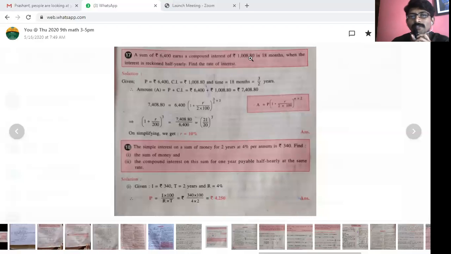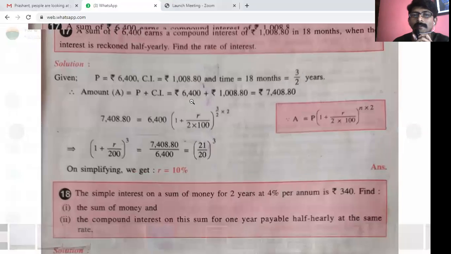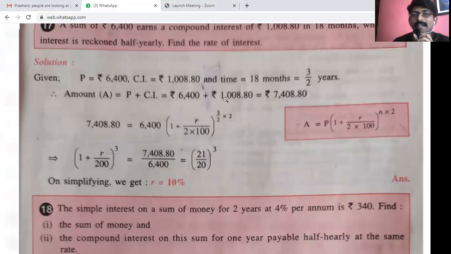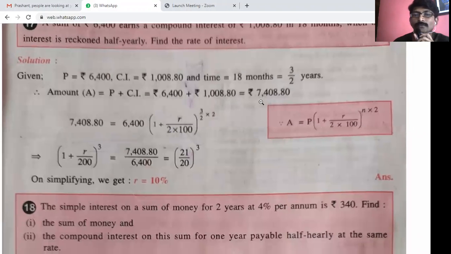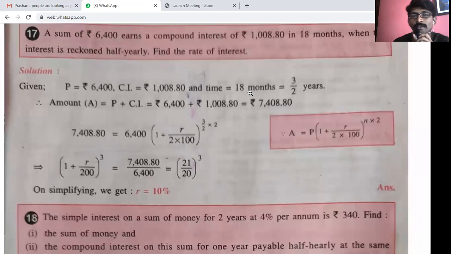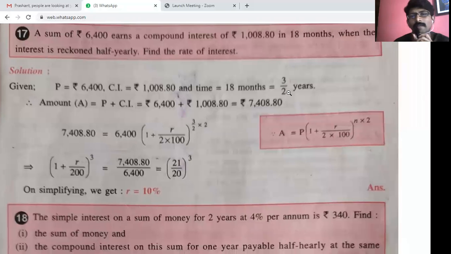Compound interest of rupees 1,008.80. So student, what is this? This is compound interest on rupees 6,400 in 18 months. So we can add this interest to this principal and we're going to get the amount. So amount is equal to 6,400 plus 1,008.80, which will add up to rupees 7,408.80. And this was reckoned for 18 months, like for the time period 3/2 years.